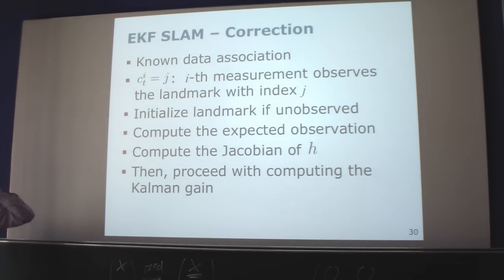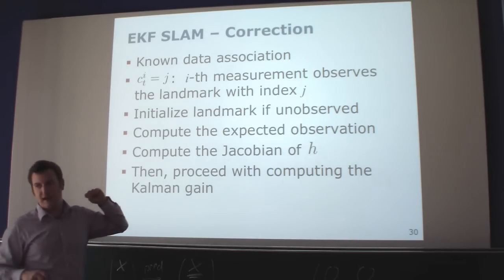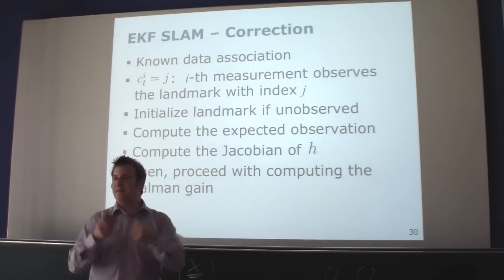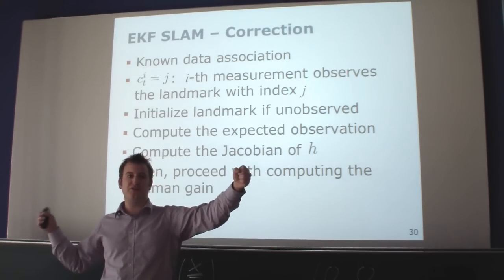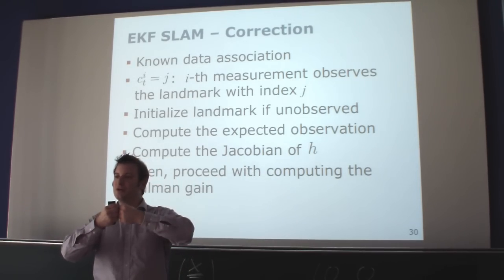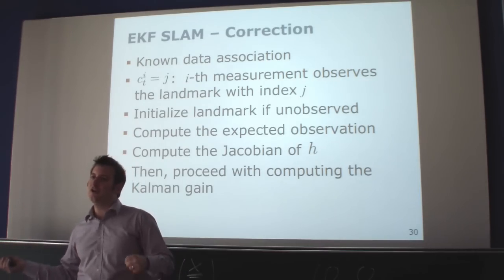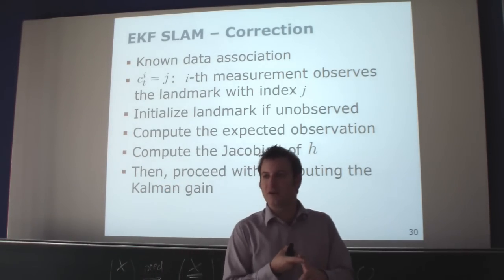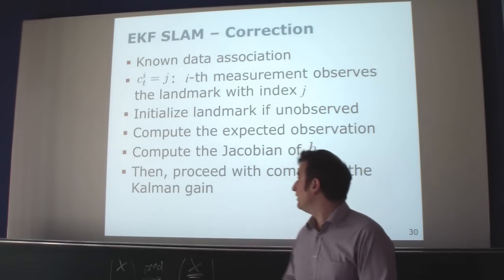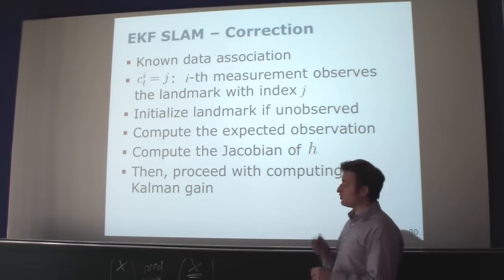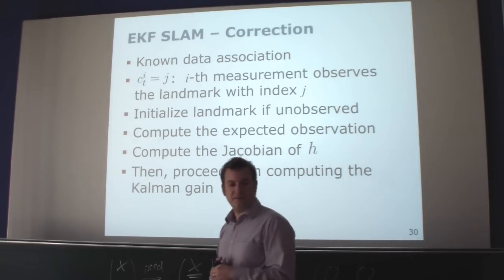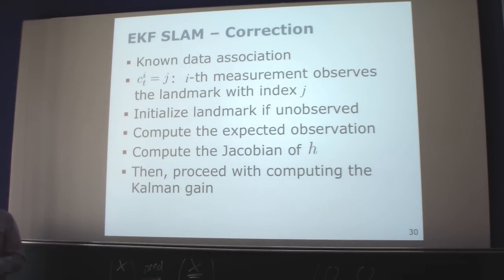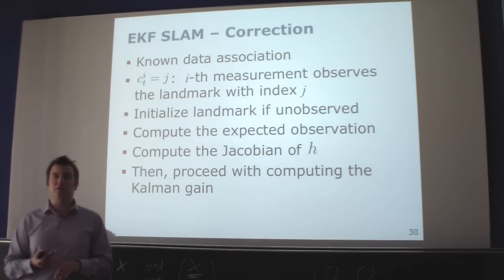If we were in the linear case, this initialization wouldn't be needed, because one update in the linear case, just subtracting 0, 0, 0 by what I measure, would give me what I measure. But since we are in a non-linear case, we need to linearize our function and take that into account. So we need to initialize the landmark if it is unobserved. And then we compute the Jacobian of h, our measurement function, and proceed with computing the Kalman gain, updating the mean, and updating the covariance matrix.